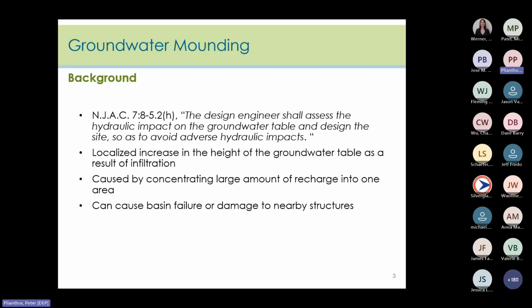Additionally, as this mounding spreads out, it can reach adjacent structures such as basements and septic systems. Let's look at a nice graphic that illustrates this.